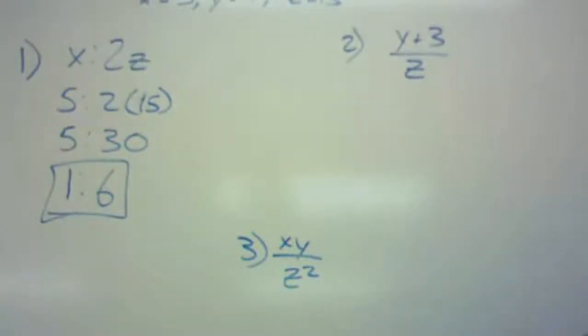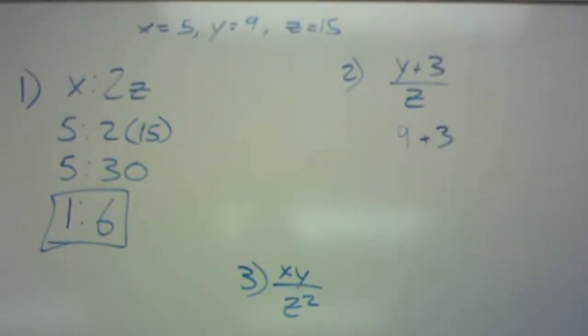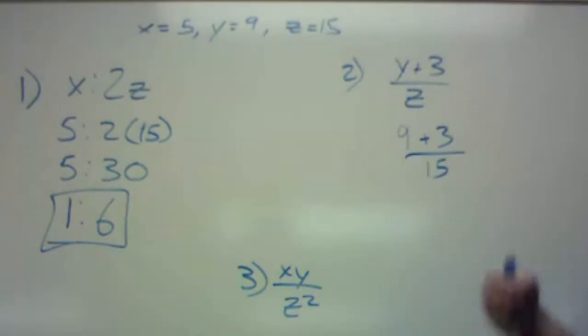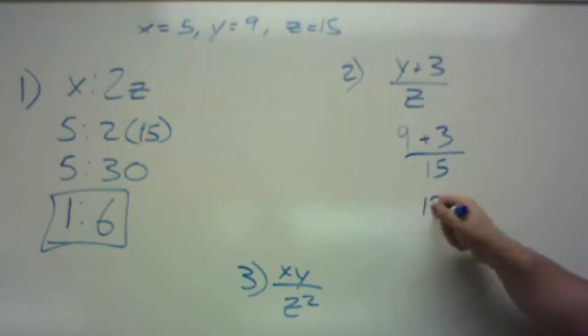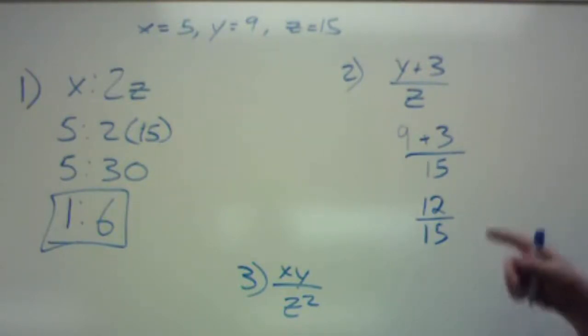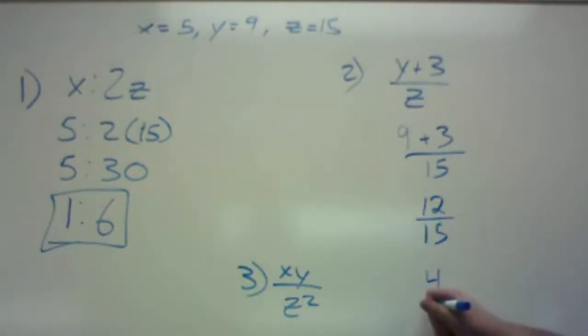The next problem, again, plug in what you know. 9 for Y, plus 3 stays the same, and Z is 15. Well, make it 2 numbers in a ratio. 9 plus 3 is 12, 15 is 15, I have 12 to 15. Now that I have a number to a number, how can I simplify this further? Well, 3 goes into both of them. 12 divided by 3 is 4. 15 divided by 3 is 5. 5's prime and doesn't go into 4. I'm done.